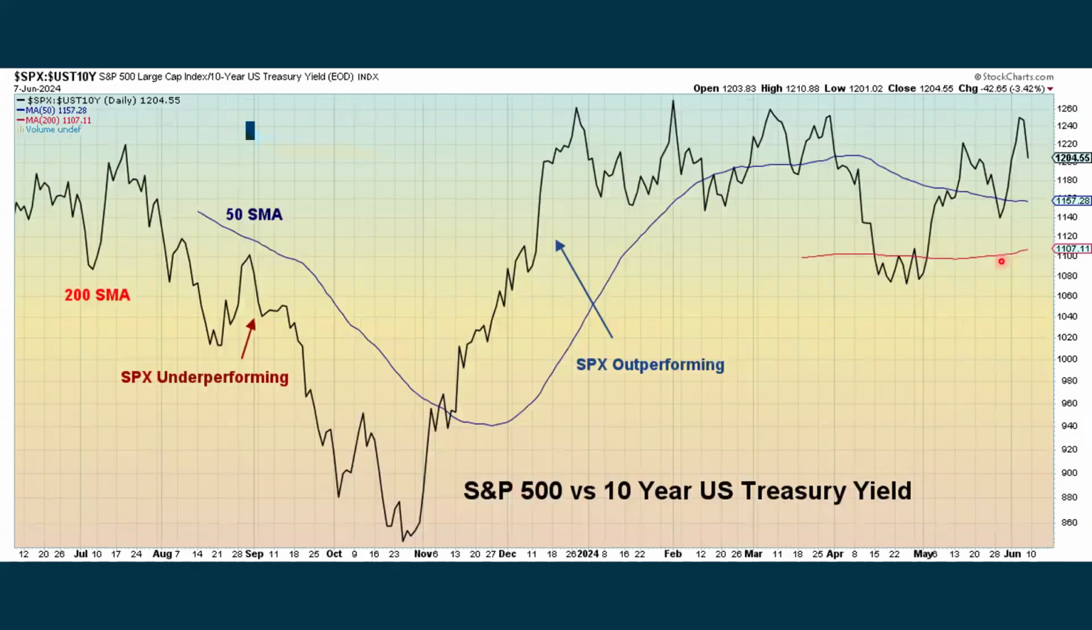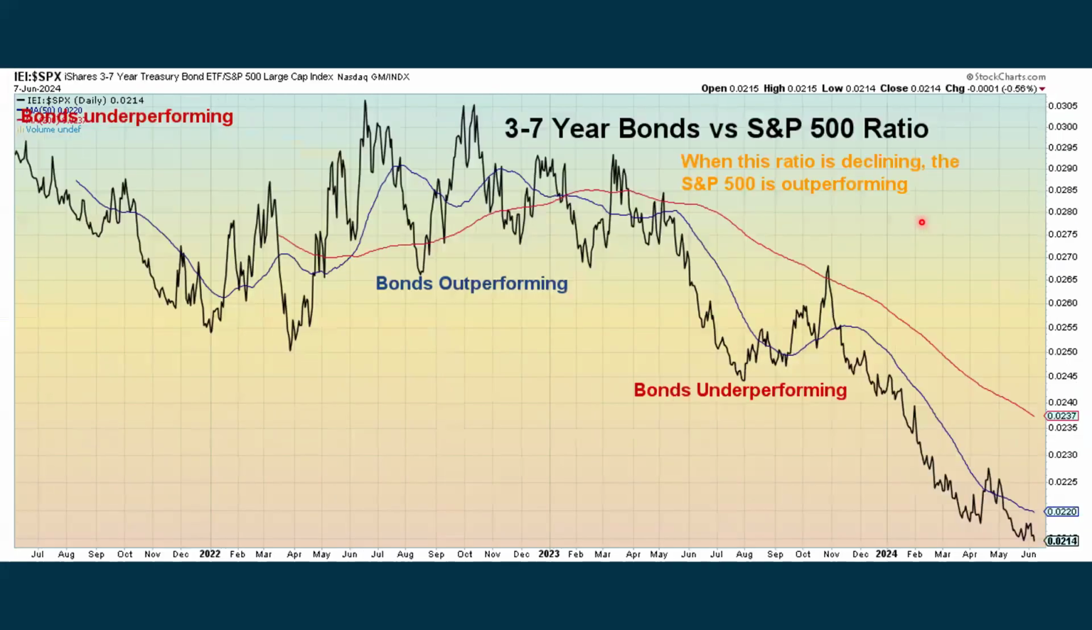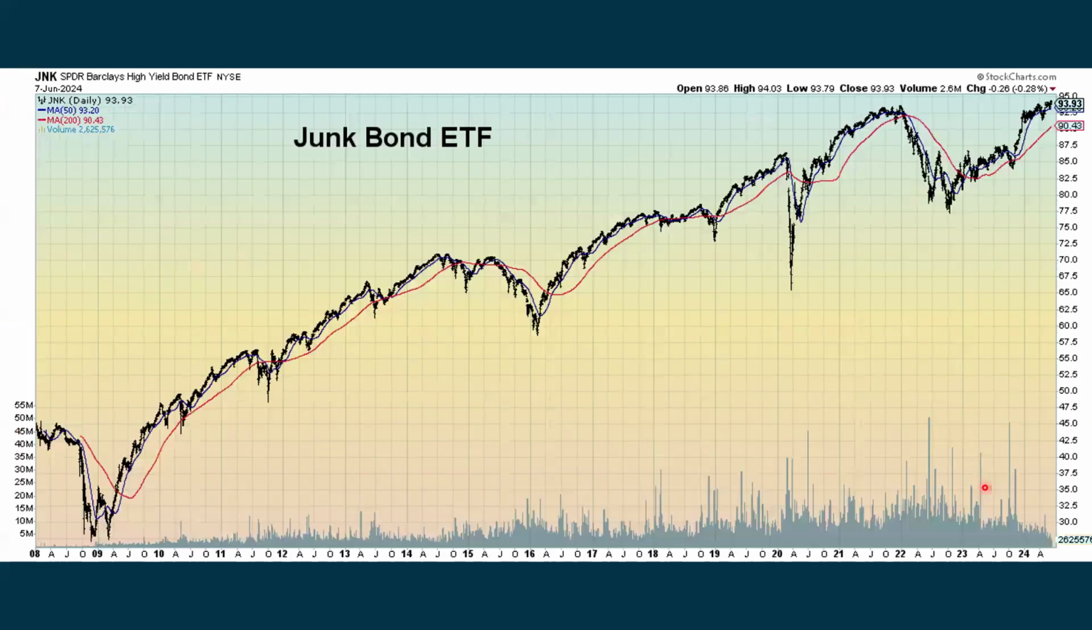We compare the S&P with the 10-year Treasury yield. This is showing how the S&P is outperforming the 10-year yield. I've been using this quite a bit in some of the daily videos. When this is going down, that means the bonds are underperforming, which means stocks are outperforming. And if you're positive on the market, that's what you want to see.